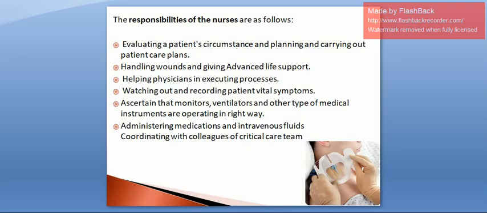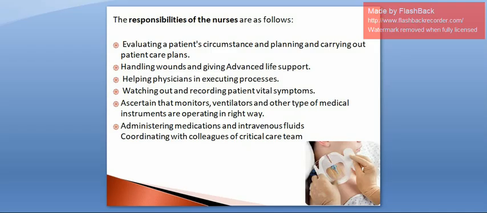Most of the time there may be a ratio of 1 is to 1, where one patient is there, one nurse will take care. Sometimes one nurse will take care of two patients, maybe who are not on the ventilator, or they are not very critically ill. So that particular assigned nurse will take care of the patient.